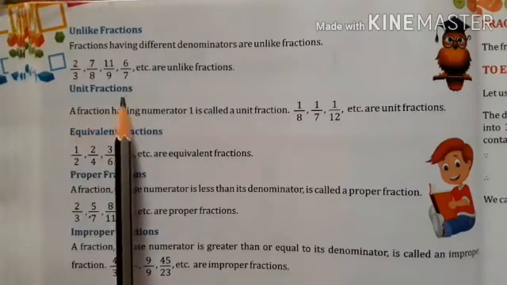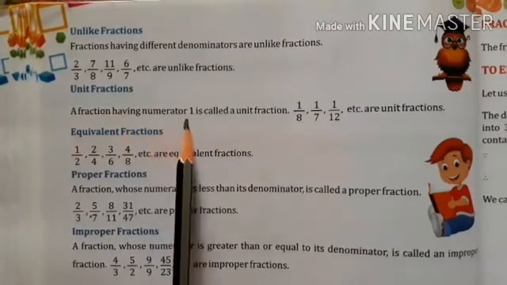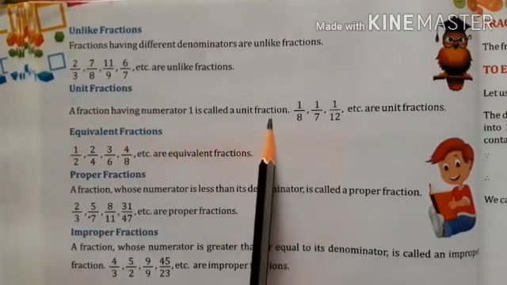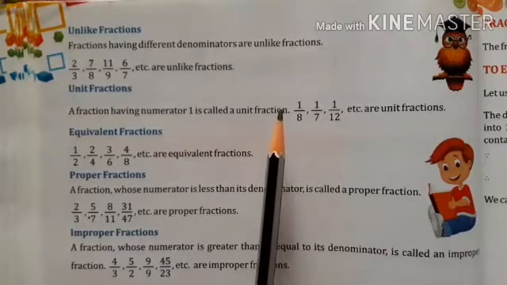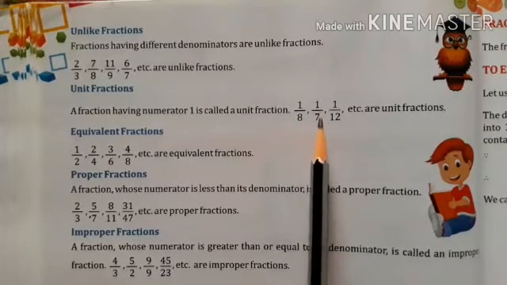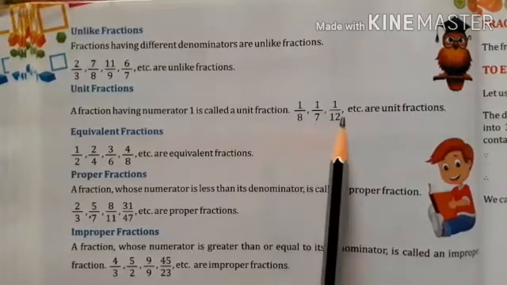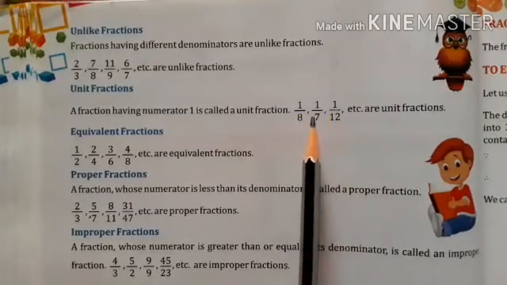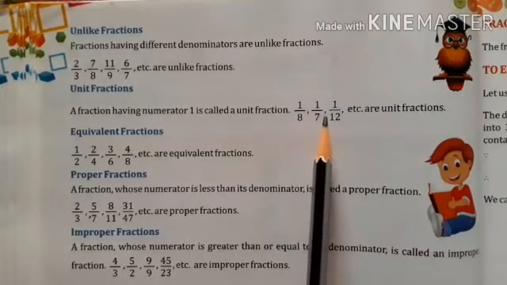Next, unit fractions. A fraction having numerator 1 is called a unit fraction. So those fractions that have numerator 1 are called unit fractions, okay? Like 1 by 8, 1 by 7, 1 by 12. In these fractions, the numerator is 1. So they are called unit fractions, okay?